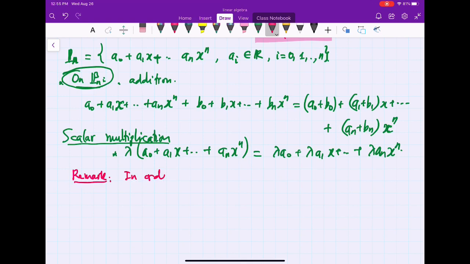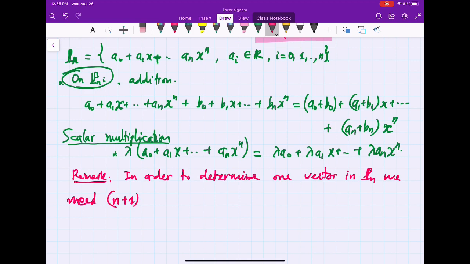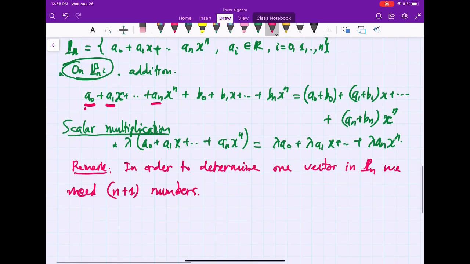In order to determine one vector in Pn, we need how many numbers? We need n plus 1 numbers, right? Is that correct? You need a0, you need a1, you need an. So basically you have n plus 1 numbers. And of course, you cannot interchange. When you interchange the position of a0, a1, you get another polynomial. Is that correct? So basically you may have the following vector.